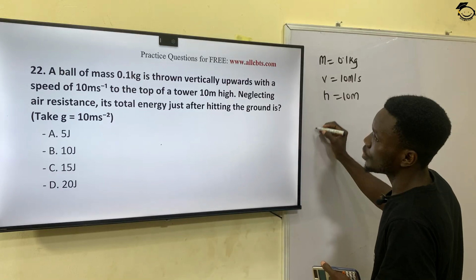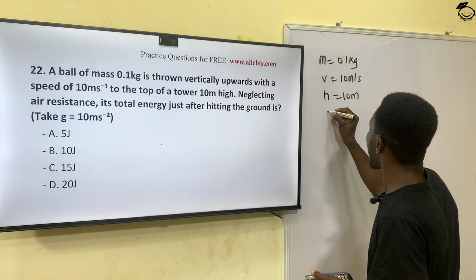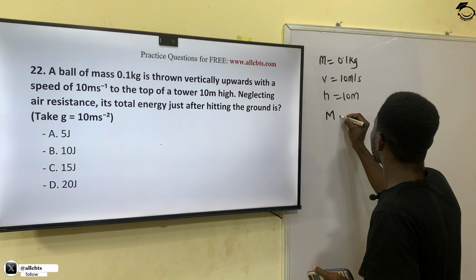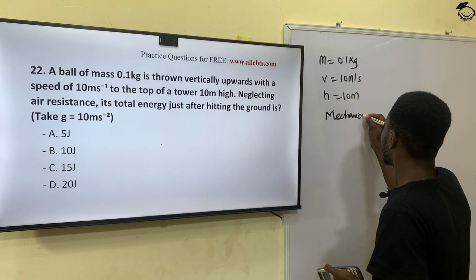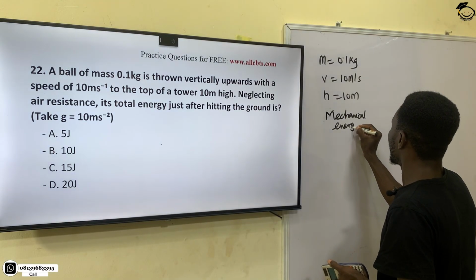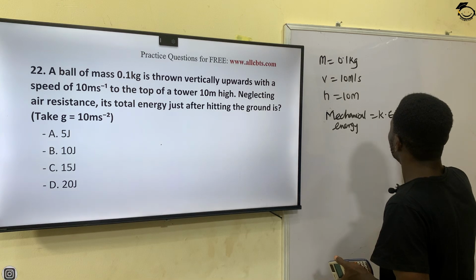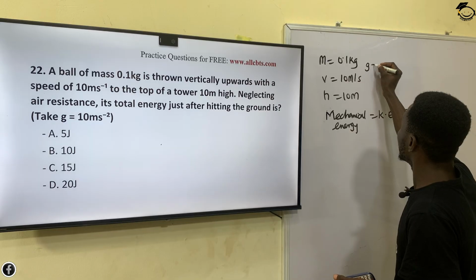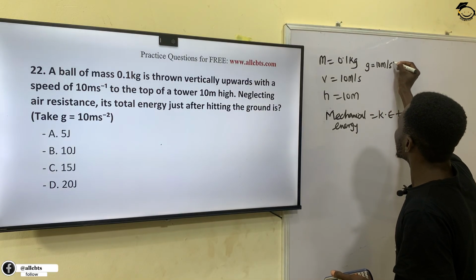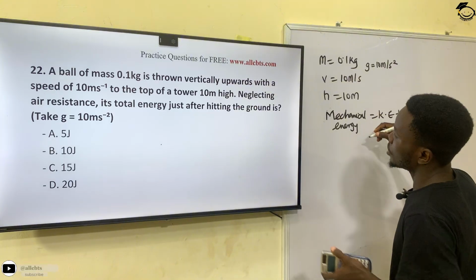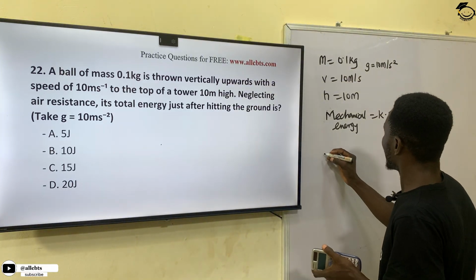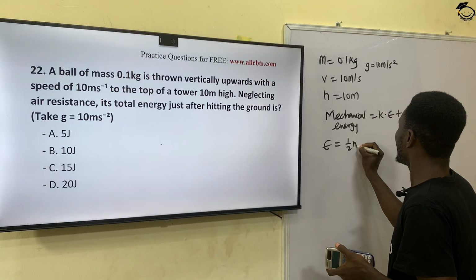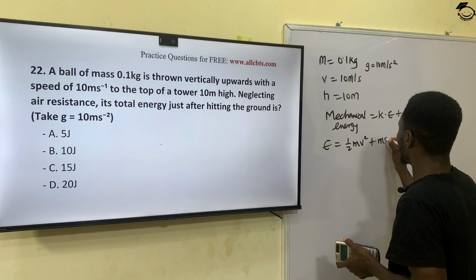So if it hits the ground, it means that total energy is our mechanical energy. So my mechanical energy is our Ke plus our Pe. Here, because it is thrown on the earth, my g is equal to 10 meters per second squared, as a constant that was given in the question. So I will simply say that the energy is equal to half mv squared plus mgh.